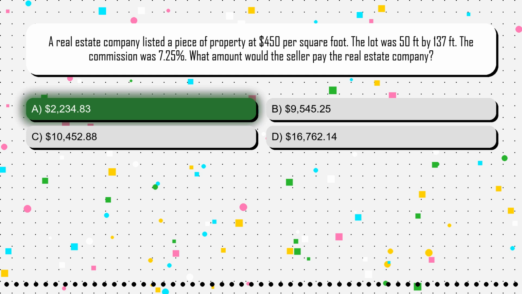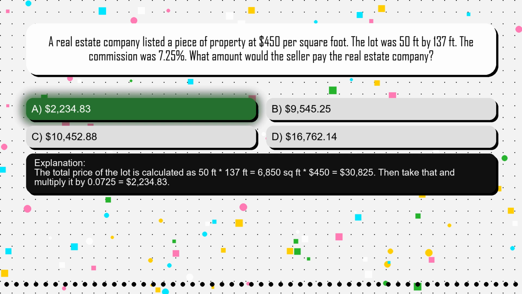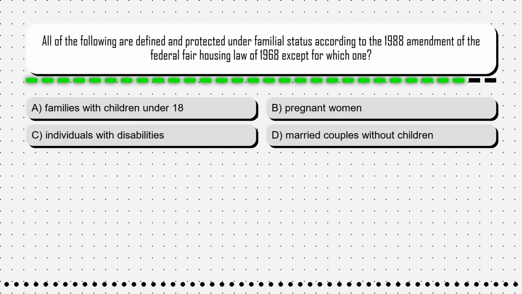The correct answer is option A, $2,234.83. The total price of the lot is calculated as 50 feet * 137 feet equals 6,850 square feet * $450 equals $30,825. Then take that and multiply it by 0.0725 equals $2,234.83.